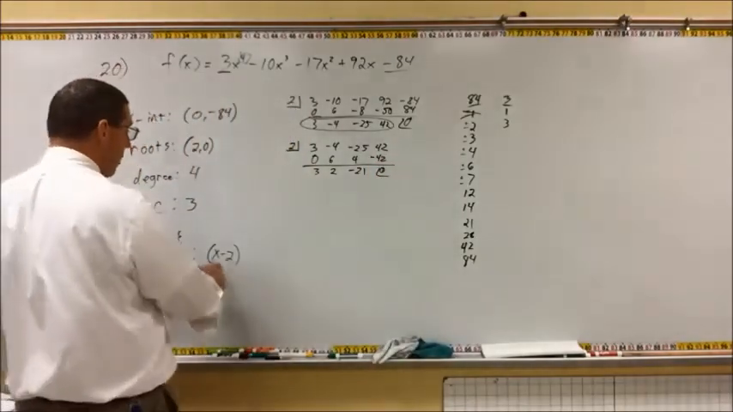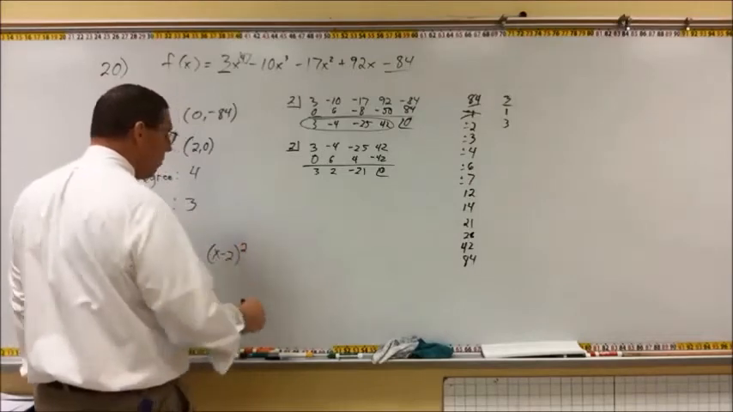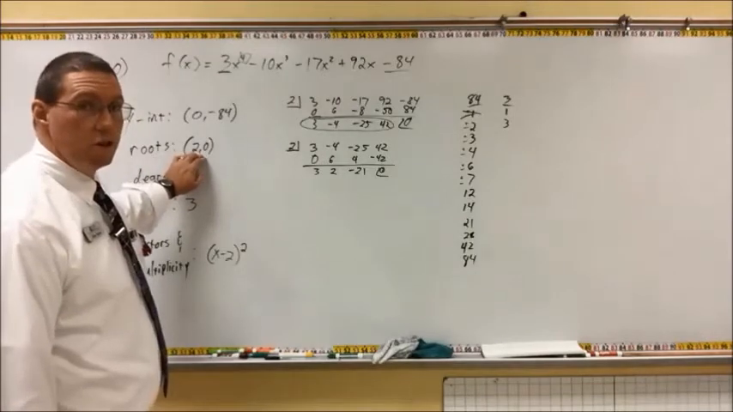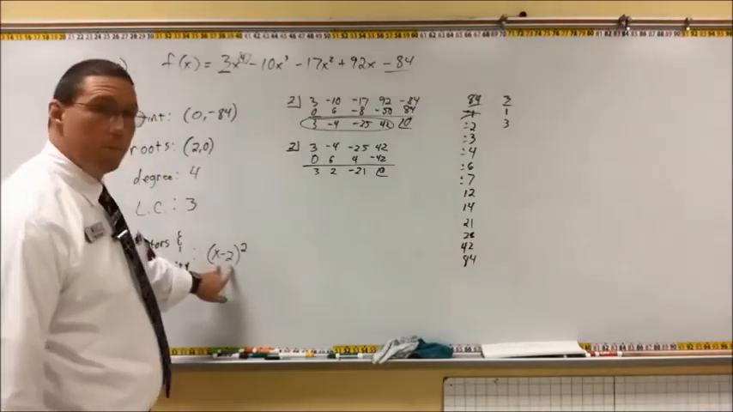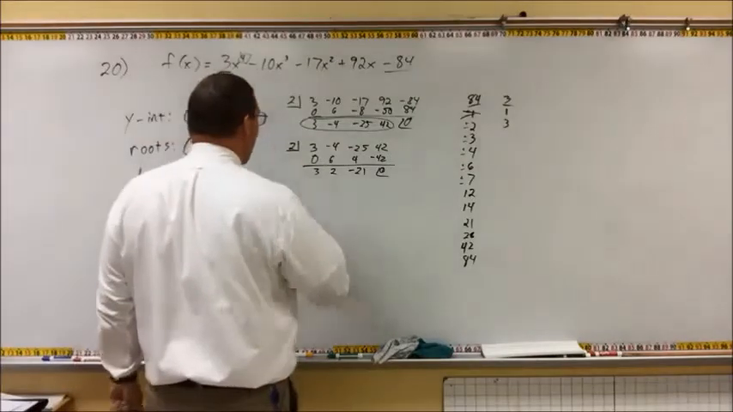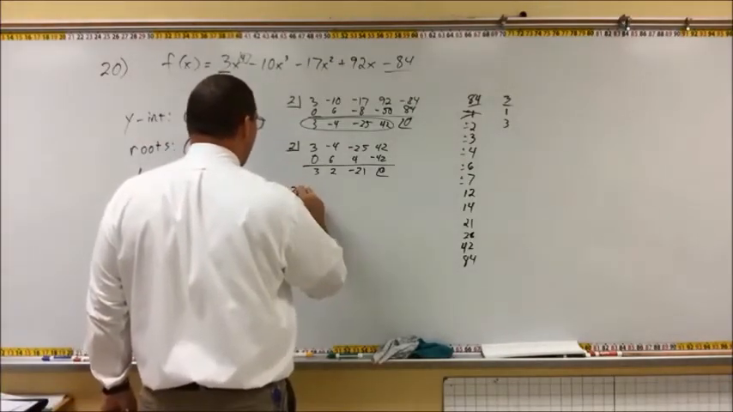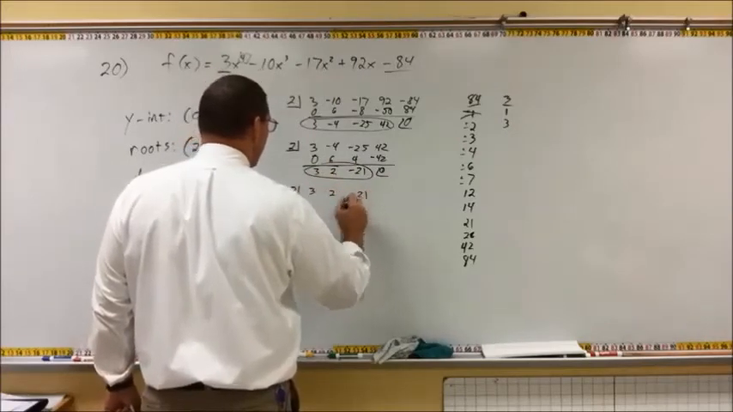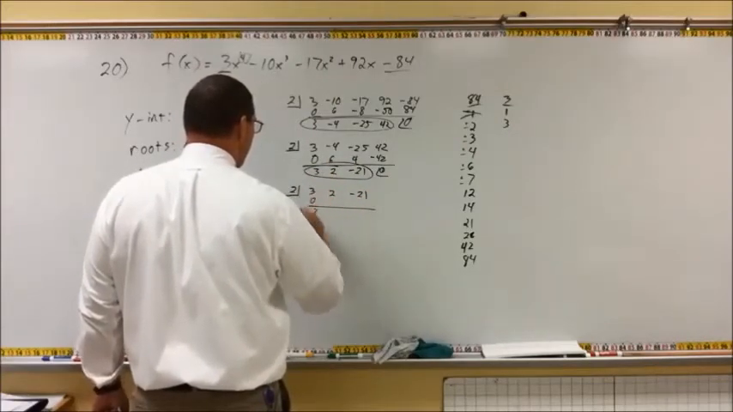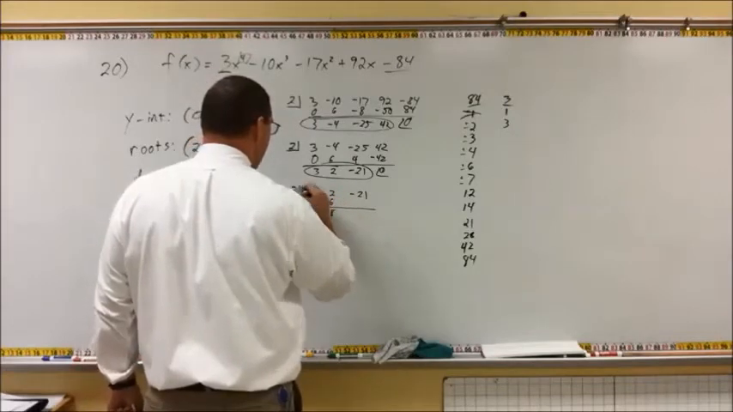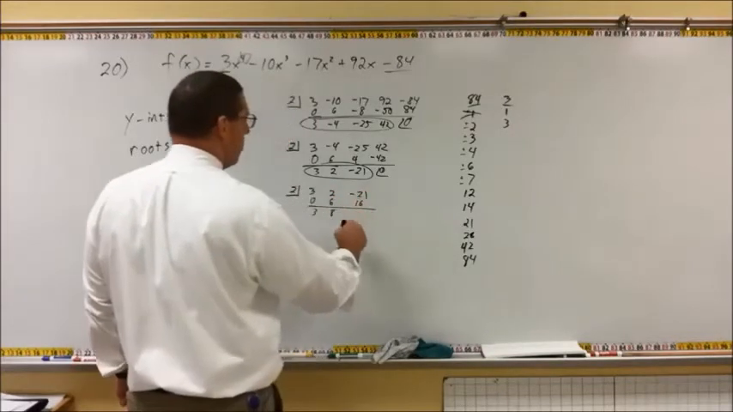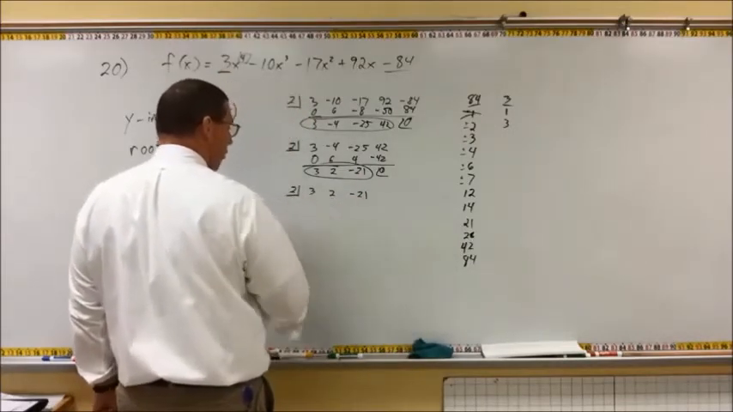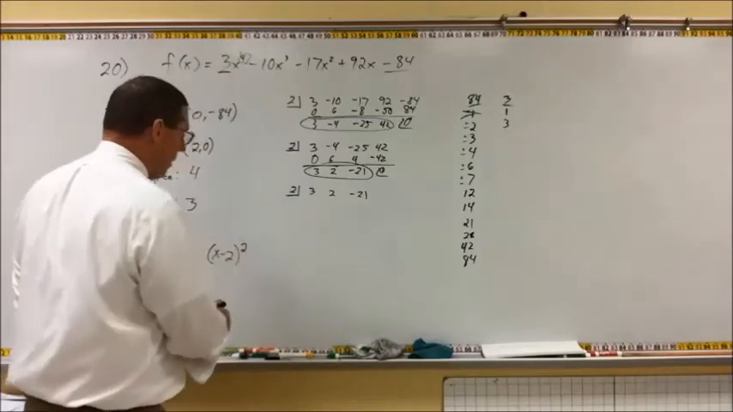And so that means that the factor x minus 2 shows up twice. Now, it does not give me another root. Roots can only show up one time, but factors can show up more than once. So now I'm going to try 2 again, because there might be a third one, actually. So I'm going to use these numbers now, 3, 2, and negative 21. Put a 0 here. 3 plus 0 is 3, times 2 is 6, plus 2 is 8. 8 times 2 is 16, minus 21, not 0. So there is not a third factor of x minus 2.